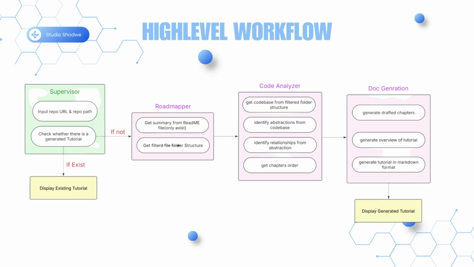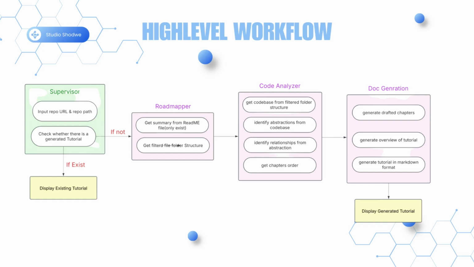Repo Mapper has a function to check for the README file, and if it exists, it retrieves a summary. Another function filters and selects only the useful files. Next, the supervisor generates the code analyzer node. This node has a function to extract the code base from the filtered folder structure. Using another function, it identifies abstractions in the code base. The next function determines the relationships among these abstractions, and the final function arranges the chapters or abstractions according to these relationships.